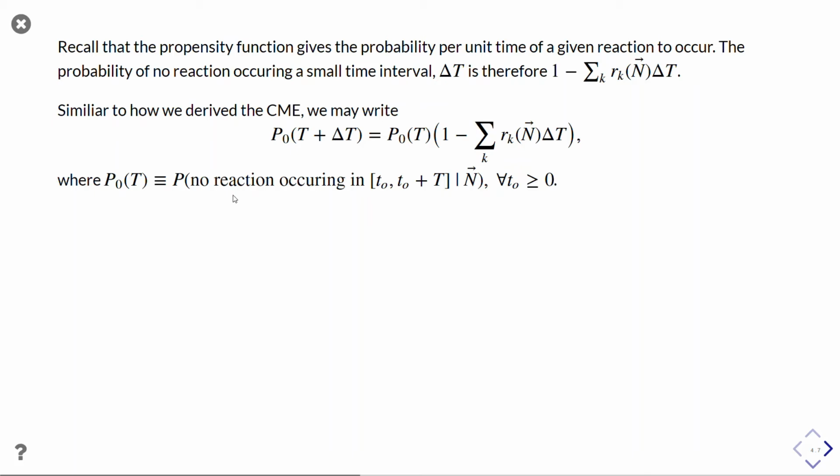We're using the fact that the probability of no reaction occurring in a time interval of length t plus delta t is the same as the probability of no reaction occurring in time interval of length t and no reaction occurring in the time interval of length delta t. Then using the rule for independent probabilities previously mentioned, we have that the probability of no reaction occurring in time t plus delta t has to equal the probability of no reaction occurring in time t times the probability of no reaction occurring in time delta t. And that is exactly what the two terms on the right-hand side of this equation represent. Note, all of these probabilities are conditioned on the state n. I've omitted saying that in several cases just for clarity.